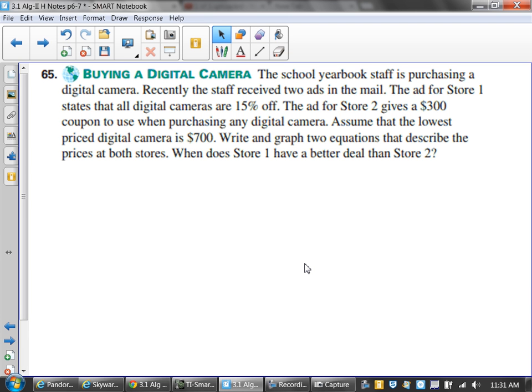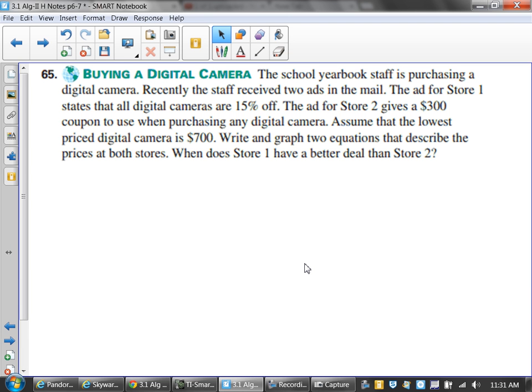Wait, why is it 0.85? Because 15% of 100, what's 15% of 100? 15. 15% off of 100, it's 0.85. That's the multiplier. That's just how it works.